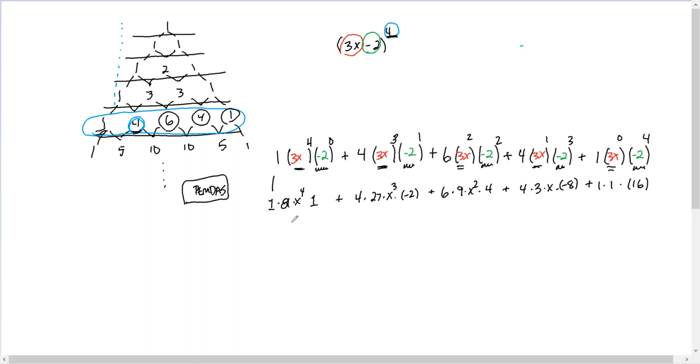And here's my next step for Pascal's triangle. 1 times 81 times 1 is 81. And then I have 4 times 27 times a negative 2. The way I like to multiply by 4 is I like to double a number and then double it again. So I'm going to do that. 27 times 2 is 54. 54 times 2 is 108. And then I have this negative 2 over here. So 108 times 2 is 216. And that's a negative because of the negative 2.